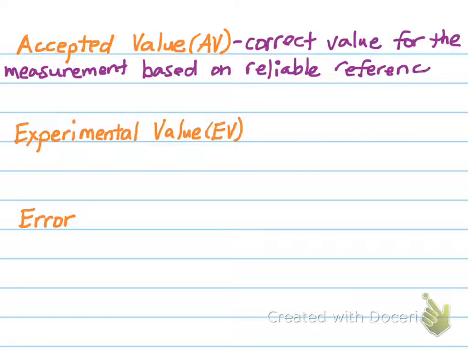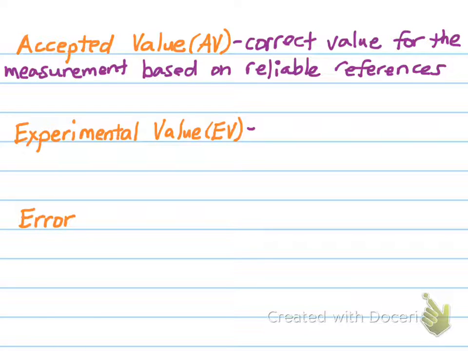Right? So there's this book called the CRC Handbook of Chemistry and Physics, and it has all kinds of information about all kinds of different substances. That's a reliable reference. Is Wikipedia a reliable reference? No, right? So again, this would mean that you're looking up what the correct value for whatever you measured is supposed to be.